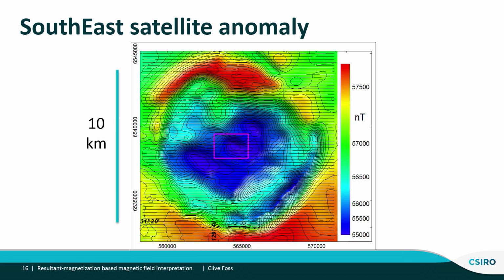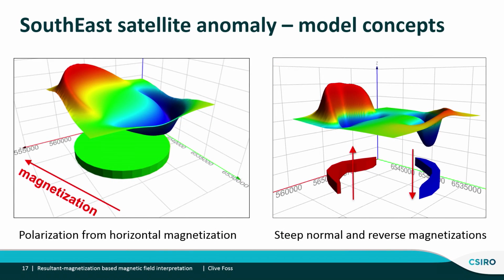We have two steps inside, a step here and here. So we have an internal negative, which is due to a strong reverse remnant magnetization, an outer, more diffuse, or thinner, or deeper zone of reverse magnetization, and then these two lobes that we need to explain. The first conceptual model that we had to try and explain that was that they're due to polarization by a sub-horizontal magnetization. And we can produce those two lobes, but we can't produce the sharpness of the gradients or the sharpness of change in gradient.